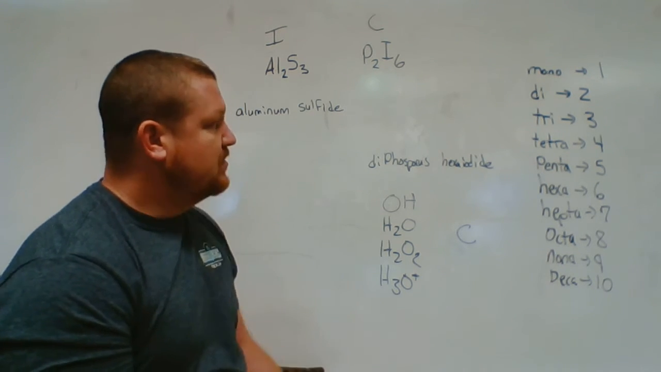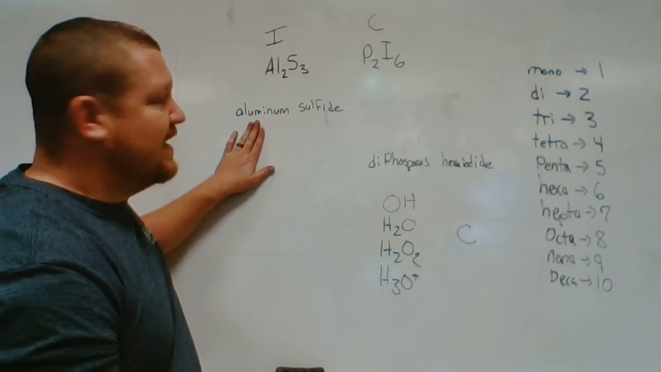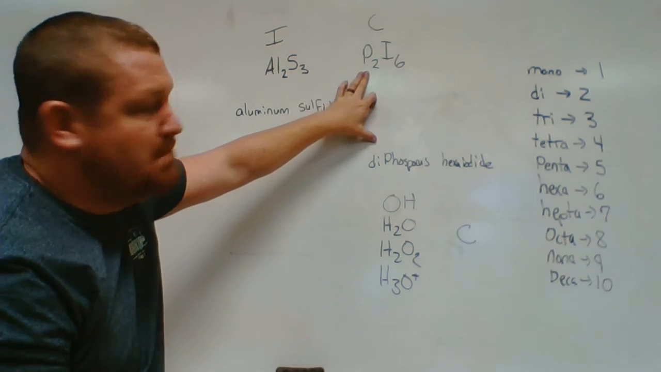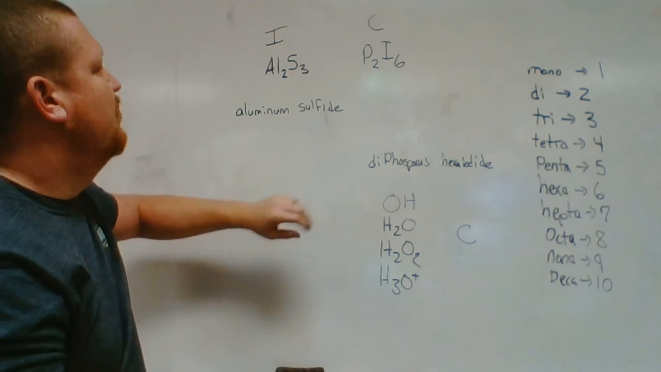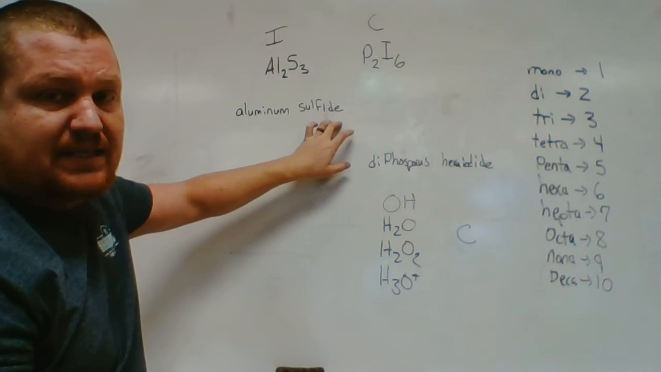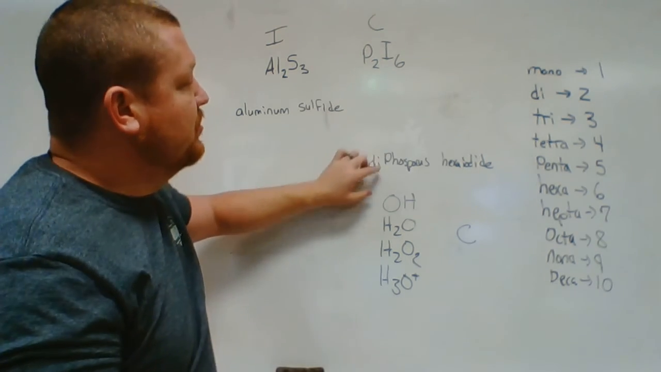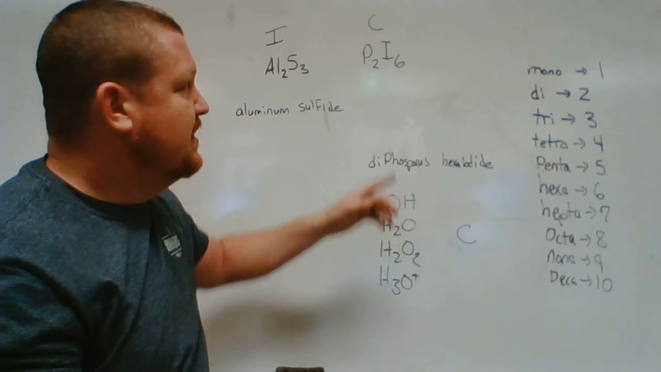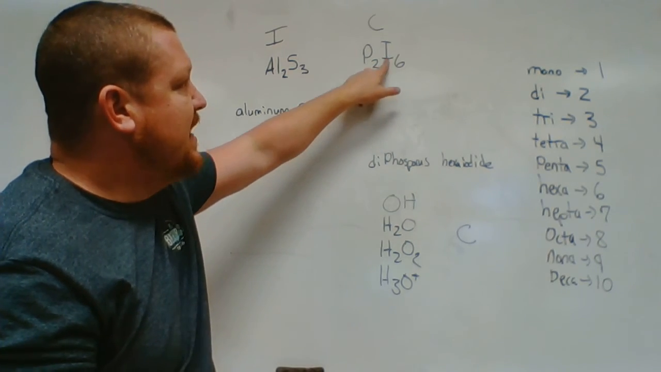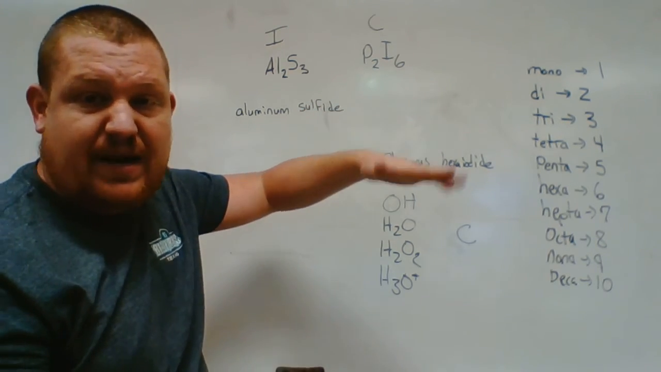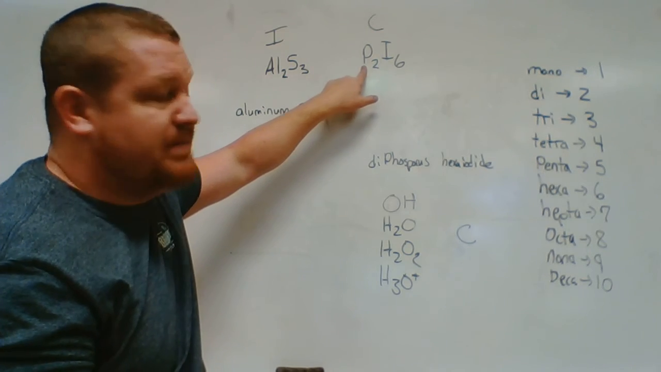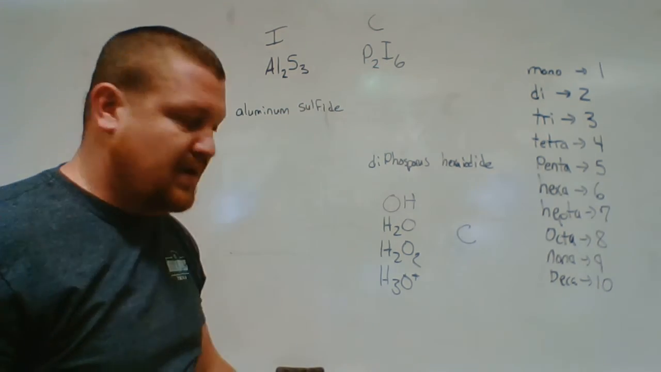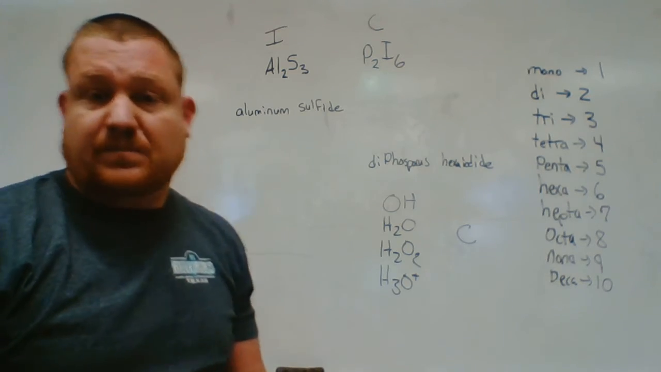But anyway, naming them: write the first word first, write the metal name, our first main central compound first. Then write the second one, change it to IDE. Here, you're going to add prefixes. One of the mistakes I would see is mixing them up. The number after the element is what goes with that element. So 2 goes with P, 6 goes with I. So that's it for naming.